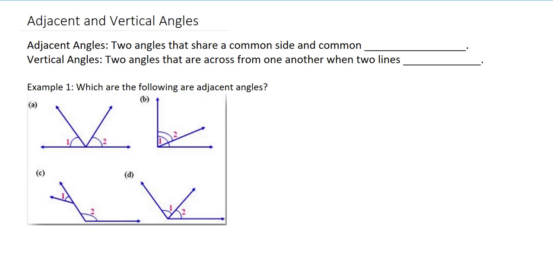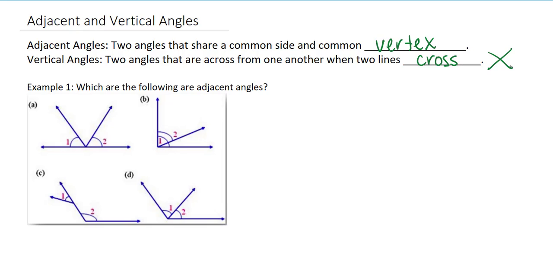Adjacent and vertical angles. Adjacent angles are two angles that share a common side and a common vertex. Vertical angles are two angles that are opposite each other when two lines cross. That's what it means by crossing two lines. So let's look at the first example.